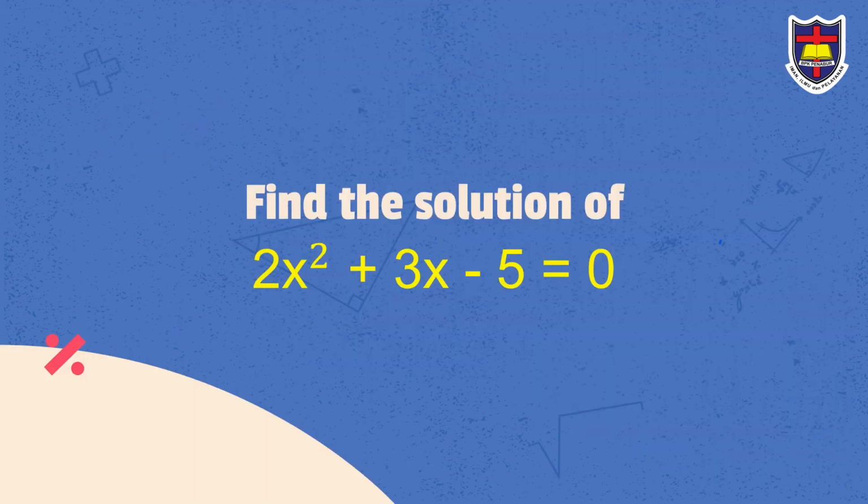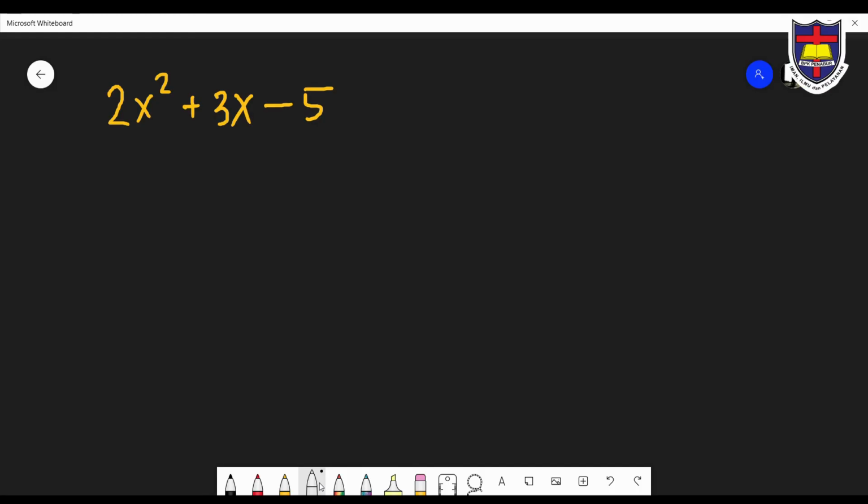So the example: find the solution of 2x squared plus 3x minus 5 equals 0. For our next example, the a is not equal to 1, so we have 2. The first step, we must find the product of this one and this one. So ax squared times negative 5, so we have 2x squared times negative 5 equals negative 10x squared.